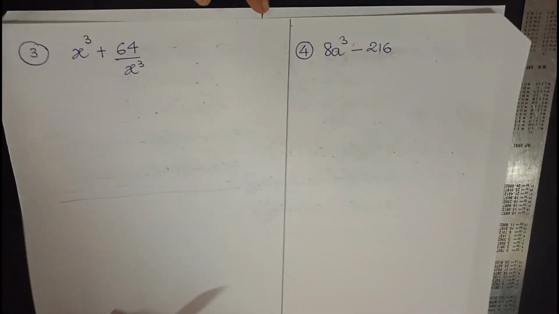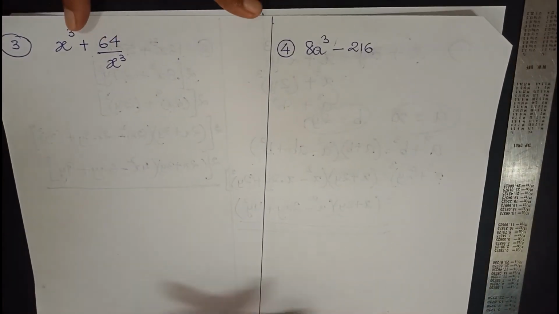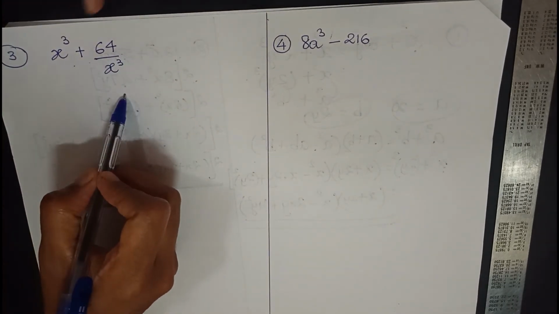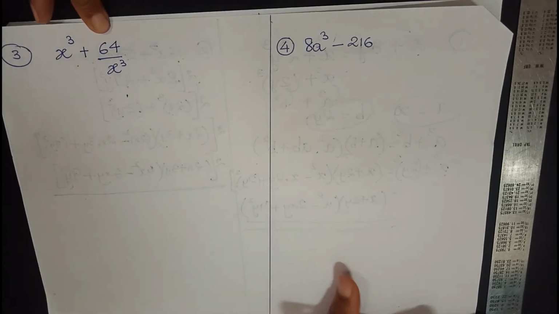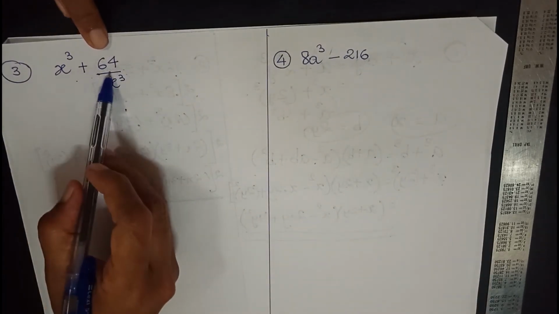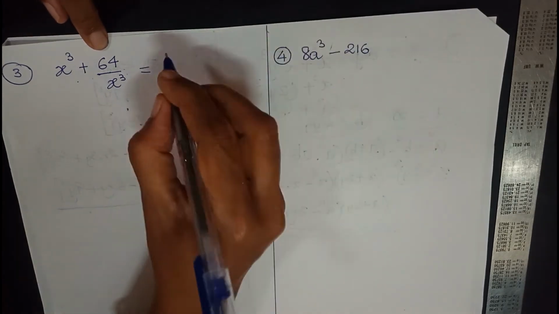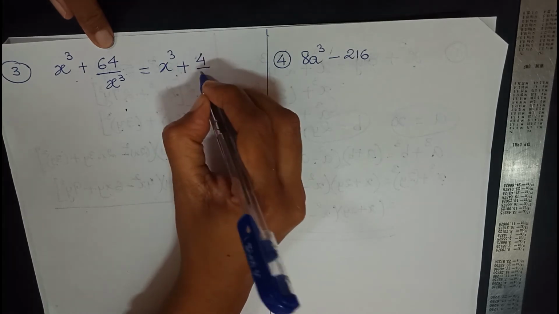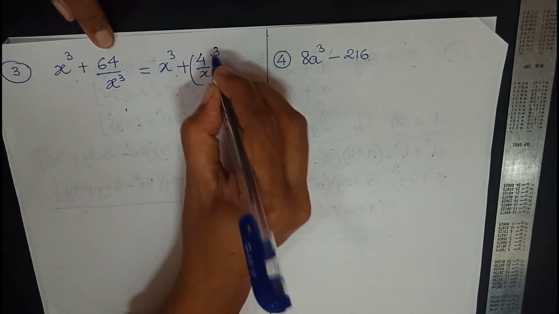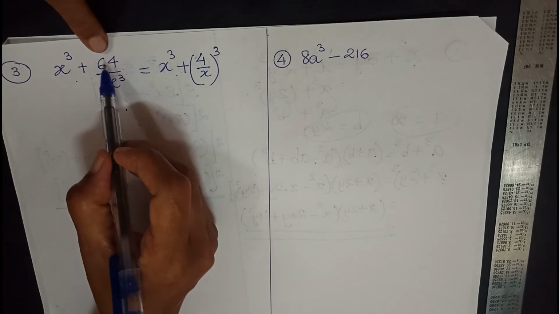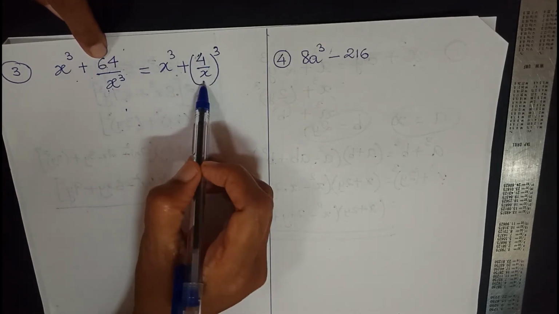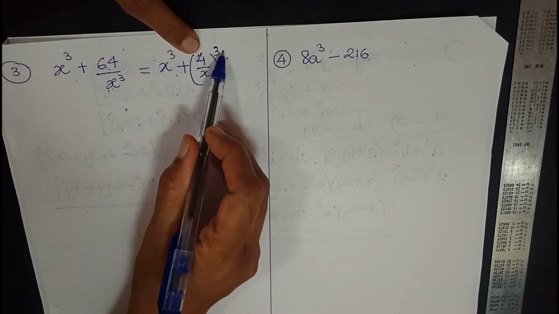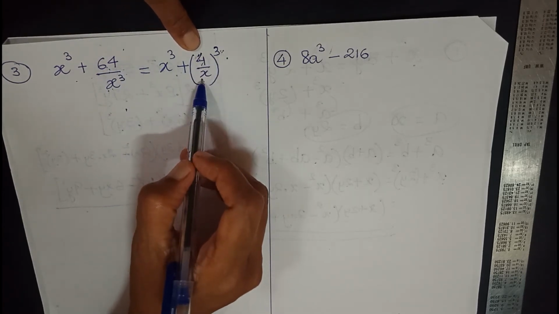Let's go next. Let's see one more sum. Now here you have x cube plus 64 upon x cube. Now 64 is a perfect cube of 4. 4 4s are 16, 16 4s are 64. So what we write is, we write it first in that form. 4 upon x the whole cube. I hope you remember the laws of indices. That is, a cube upon b cube can be written as a upon b the whole cube. So I got 64 upon x cube.